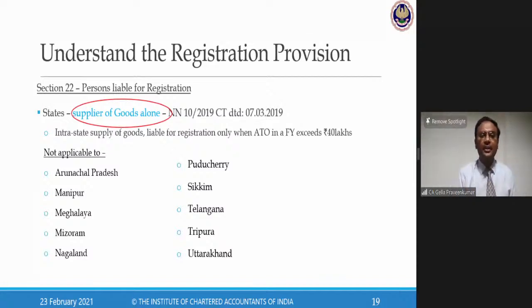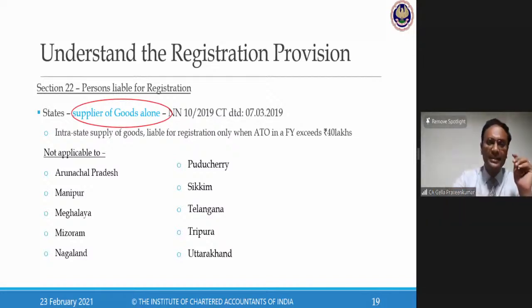So for you to easily understand and remember, I would say it this way. You remember Article 279A. There I have given 11 states. That is, the 11 states of Article 279A read with 2 additional, Telangana and Puducherry. Now they have come forward and said, please don't bring this 40 lakhs to us. We are happy with the limit of 20 lakhs or 10 lakhs that you have given.